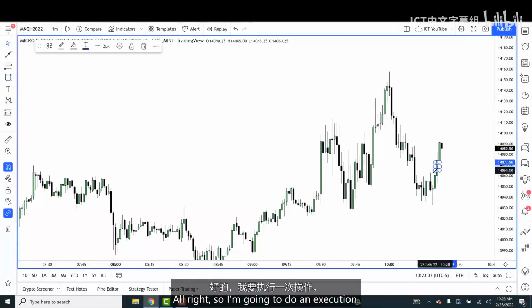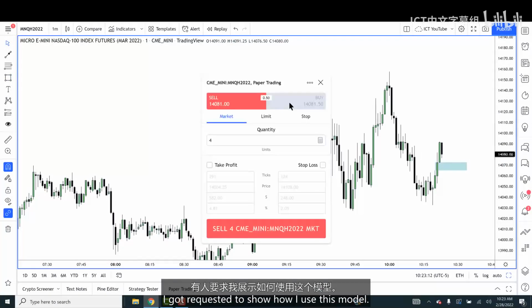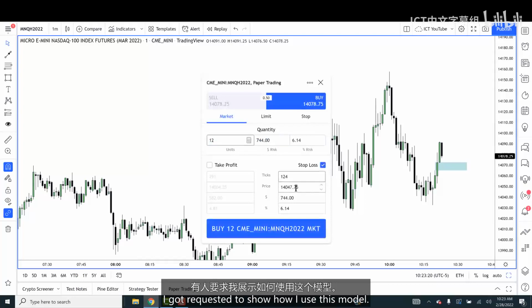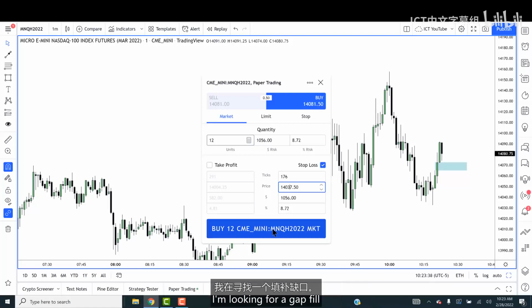Alright, so I'm going to do an execution. I got requested to show how I use this model. Fair value gap there. We had a market structure shift to the upside. I'm looking for a gap fill from Friday's close.